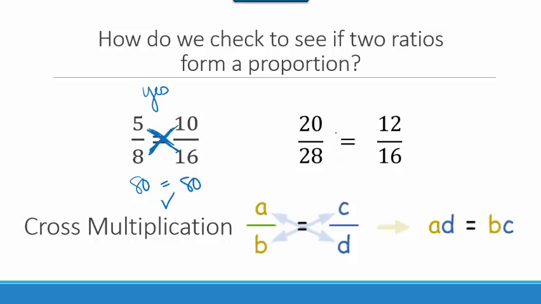However, on this side, when I do 20 times 16, I get 320. However, the other cross product, which is 28 times 12, you get 336. So if they're not equal to each other, then you would say, no, these do not form a proportion.